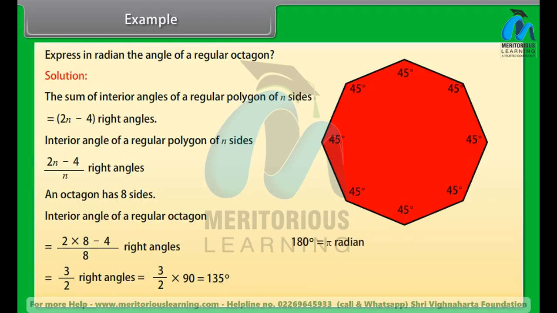180 degree is equal to pi radian. 135 degree is equal to pi by 180 into 135 radian, which is equal to 3 pi by 4 radian.